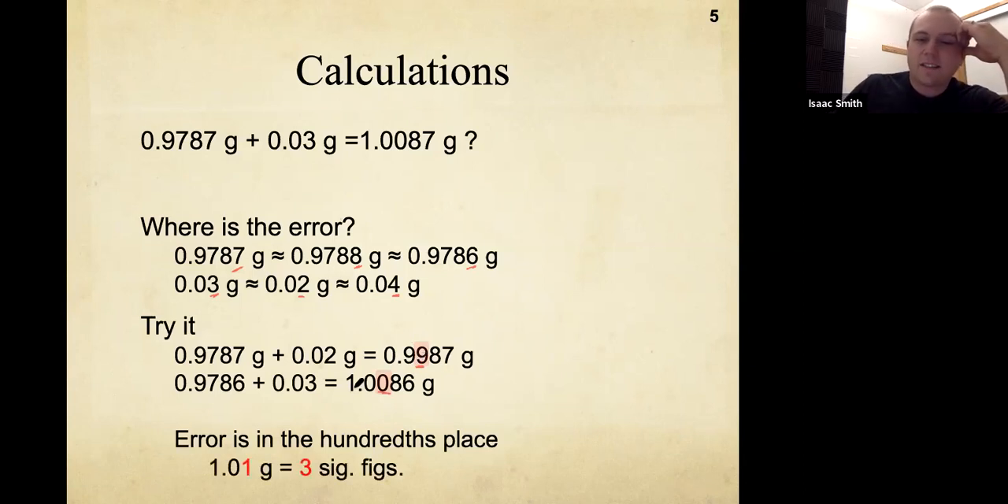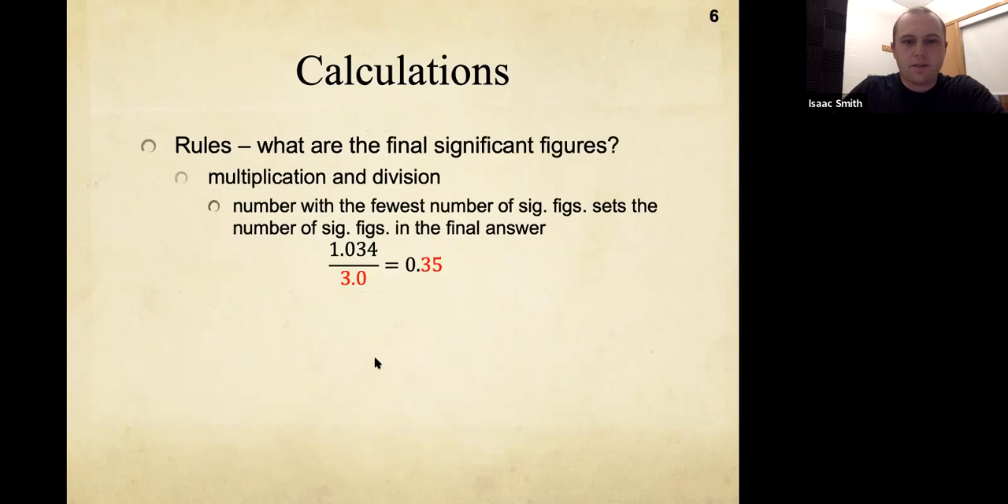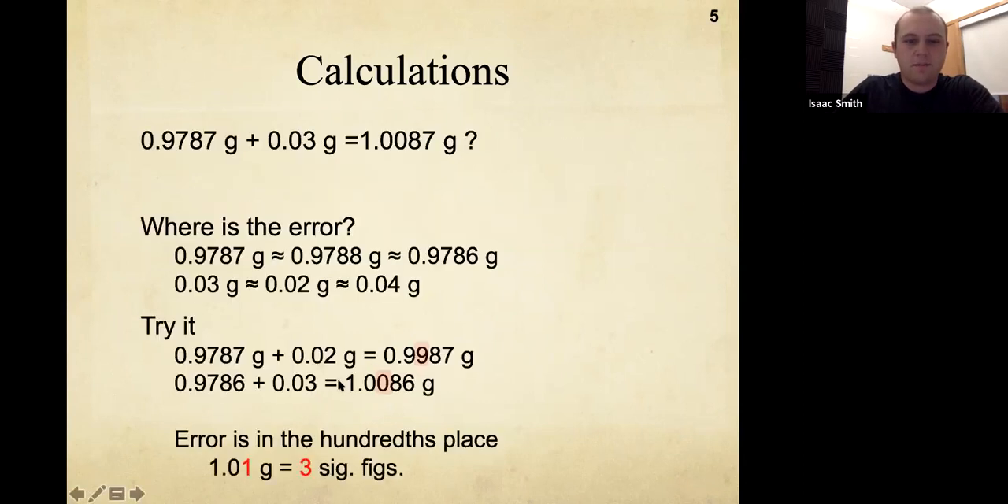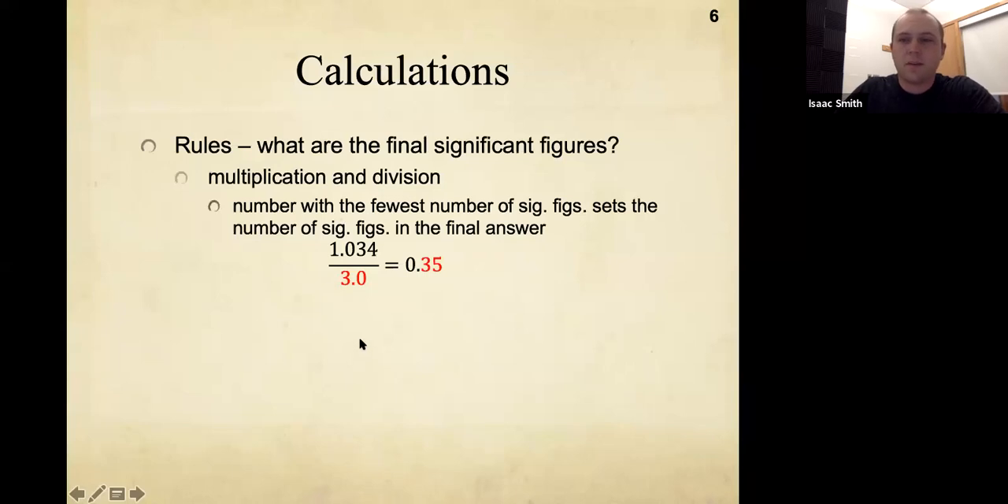So what that tells us is our significance goes out to the hundredths place, which is 3 different significant figures. Okay. So here we have 3 sig figs. And so what we learn from here, we'll go over the rules right now, but going back to multiplication and division.